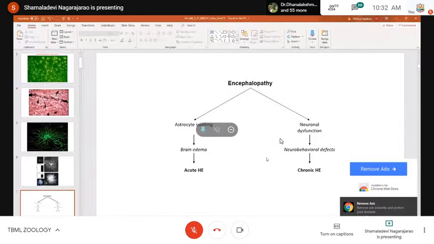So this slide is very, very important. This has some basic information. Encephalopathy means any brain problem due to dysfunction of other organs, maybe from liver or kidney, or lung or heart.